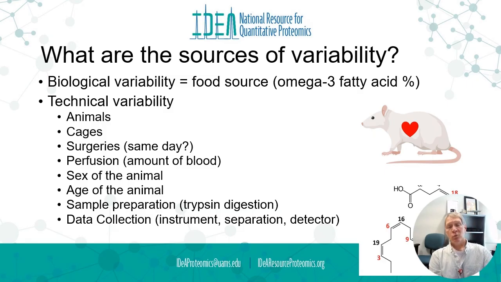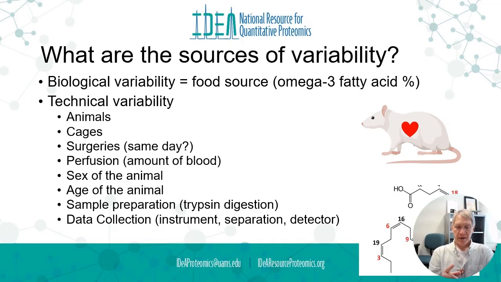So what are the sources of variability? This is important whenever you're doing an experimental design. What we hope is that the change that we are actually trying to measure is the biological variability of the food source, that everything else is held the same. But that's a challenge because we're going to have different animals. They're going to be in different cages. They're going to have to do some surgeries to get the heart tissue. We're going to have to take the tissue out and we're going to have to perfuse it, which means basically wash it with PBS to get as much blood out of it as possible.